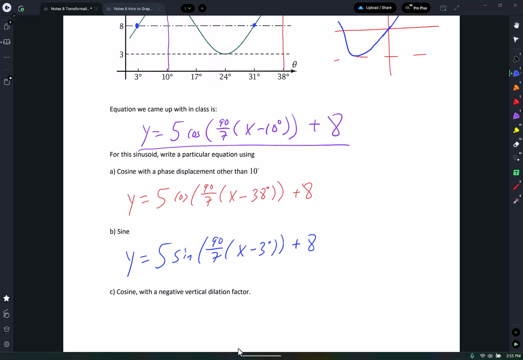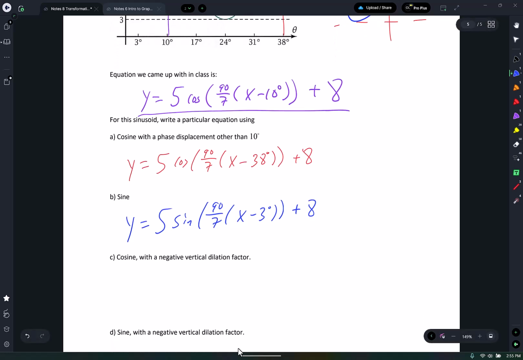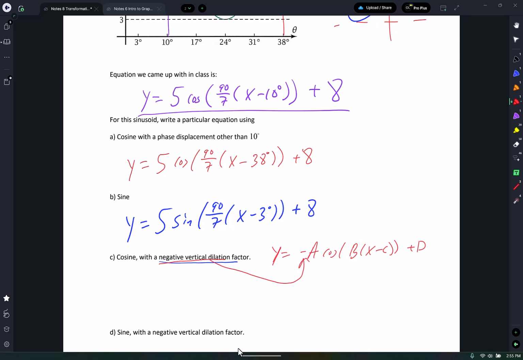You guys ready for the cosine with a negative vertical dilation? All right. So again, put your pencils down real quick, guys. Just listen right here. When it says negative vertical dilation, it means this. Don't worry, I'm going to give you guys time to write, but just right now, just observe. Y equals negative a cosine b, parenthesis, x minus c, close, close, plus d. That's what negative vertical dilation means, that it wants to have a negative in the front.